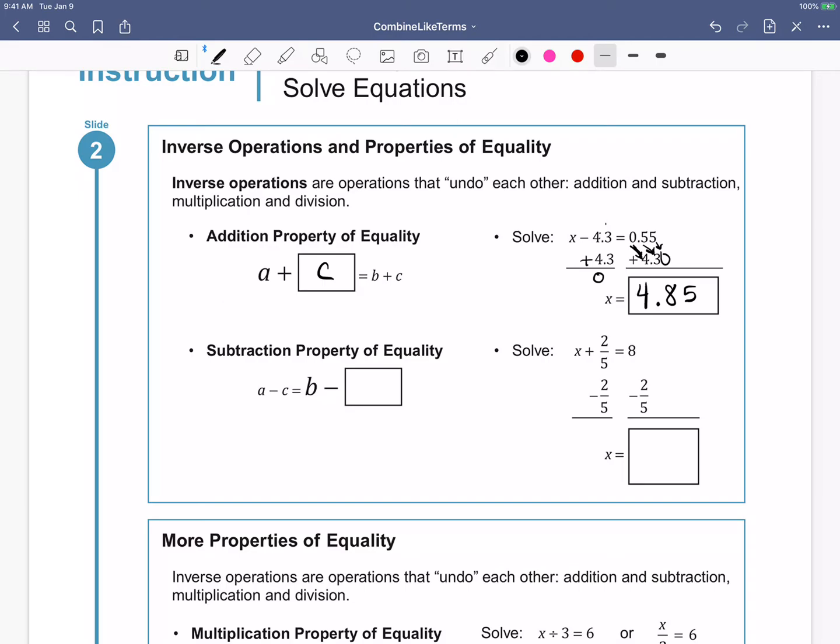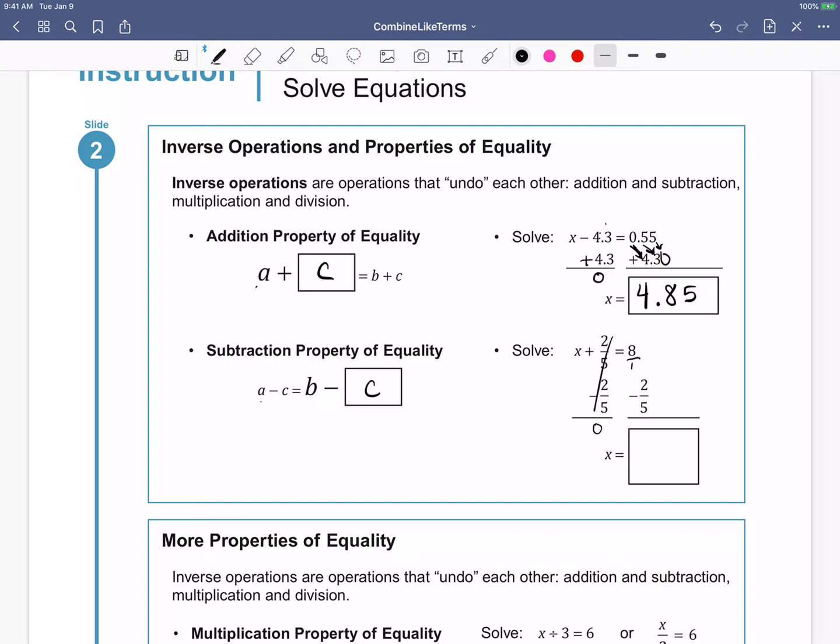Okay? Now the subtraction property of equality is going to be the same thing. It's going to be A minus C is equal to B minus C. Okay? So you need to notice which letter stays and which one is going to be added to both sides. So in this example, they go ahead and they add that. That's going to be 0.